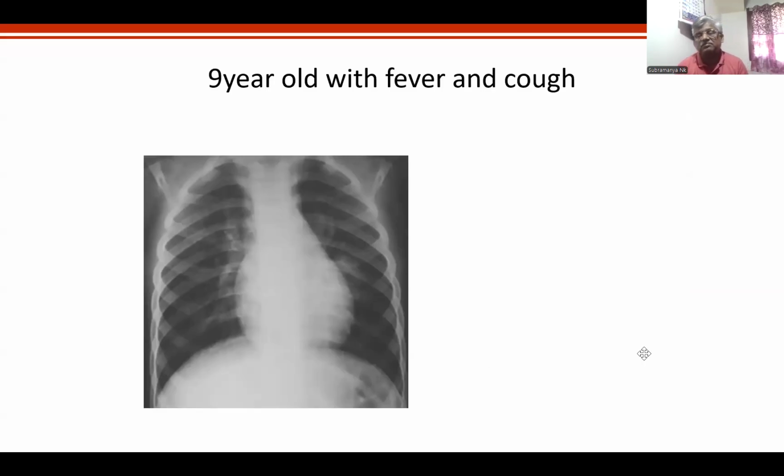Now, I'll come to some applications. Let's see. This is a 9-year-old child with fever and cough. What is your diagnosis? Normal, abnormal. Please only type that. All of you type normal or abnormal.